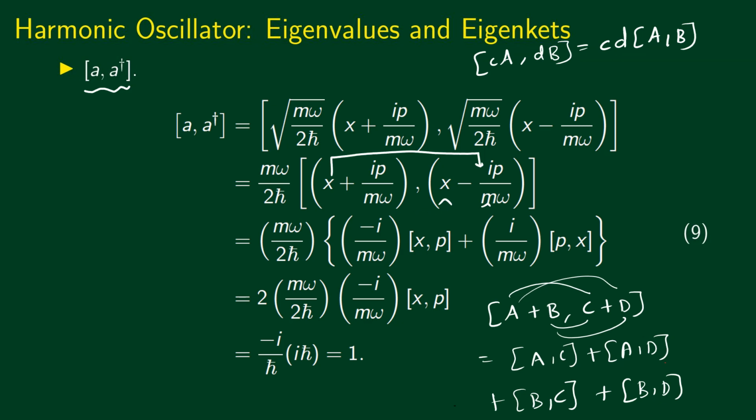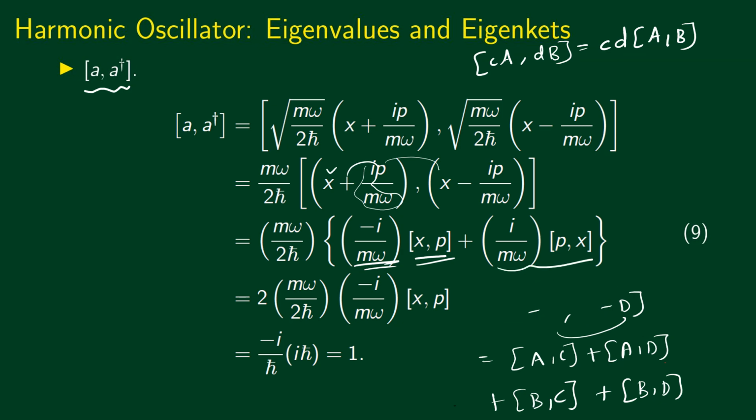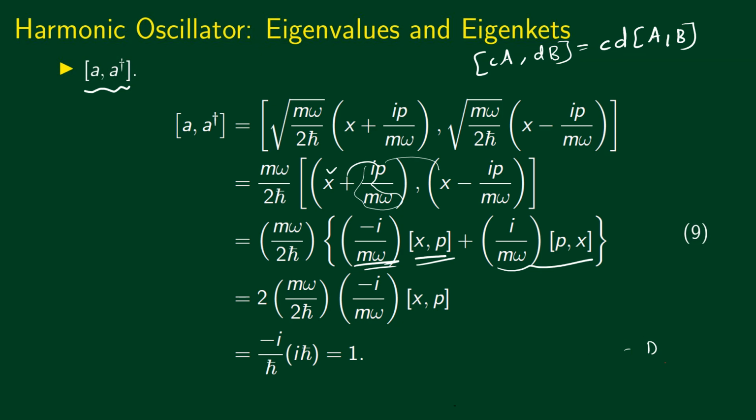All right. So let's write the first non-zero commutator, where minus i divided by m omega can be pulled out, and then we have the commutator of x and p. And the second non-zero commutator is i divided by m omega multiplied by the commutator of p and x. Now we know that the commutator of p with x is equal to minus the commutator of x with p, because the commutator is antisymmetric. So the commutator of p with x can be written as minus the commutator of x with p.